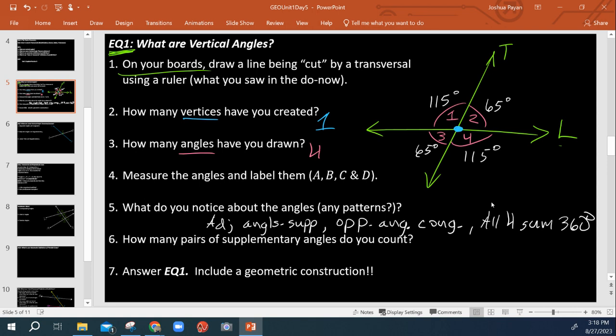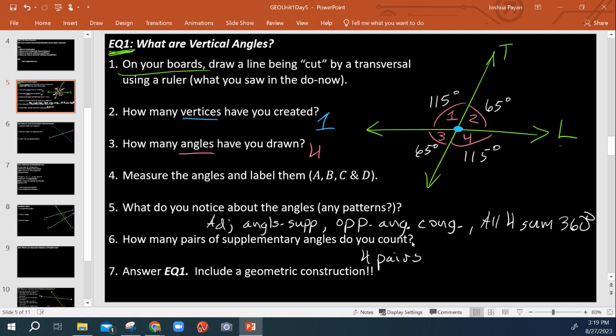How many pairs of supplementary angles? Well, we see that we've got 1 pair, 2 pairs, 3 pairs, and 4 pairs. So 4 pairs of supplementary angles.